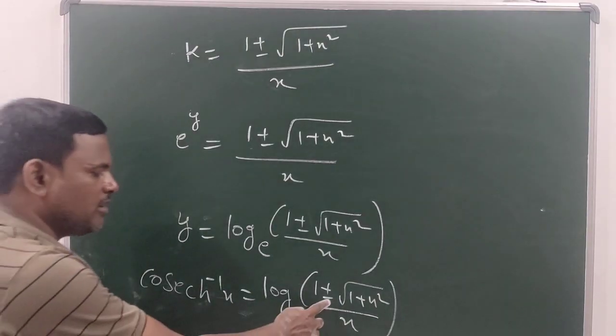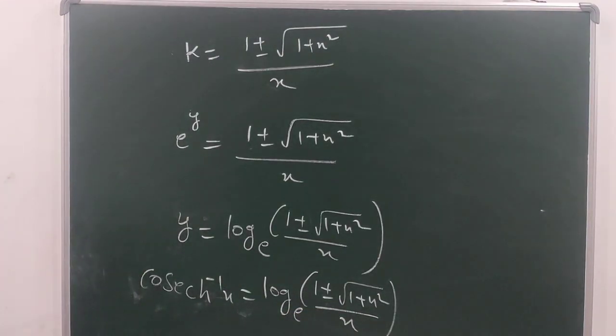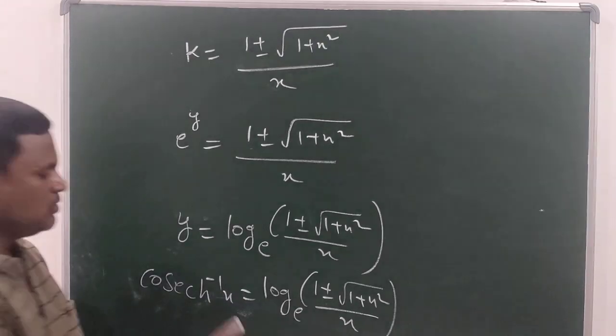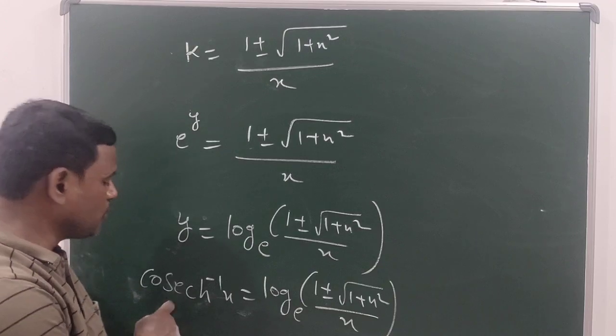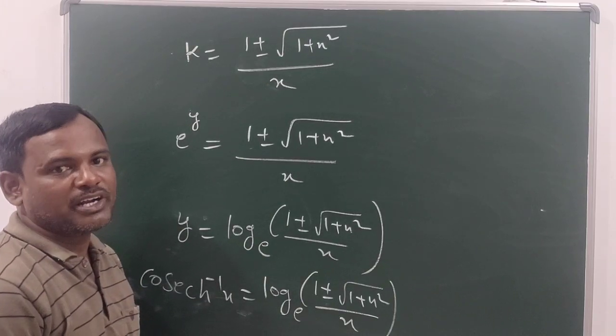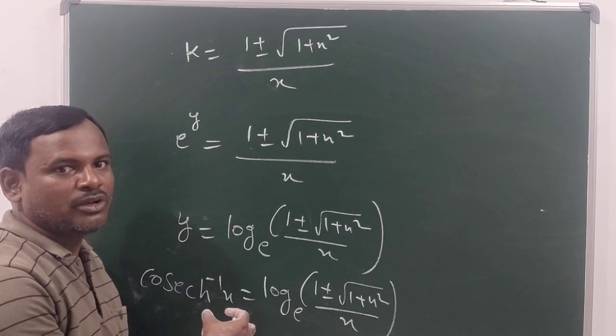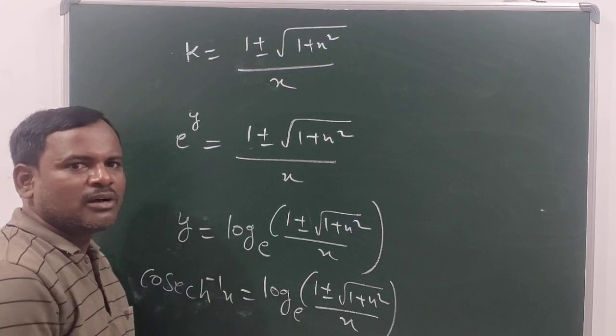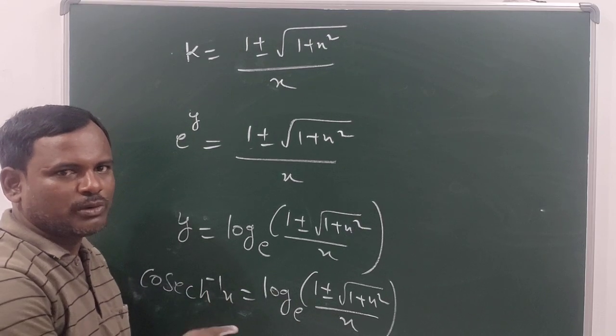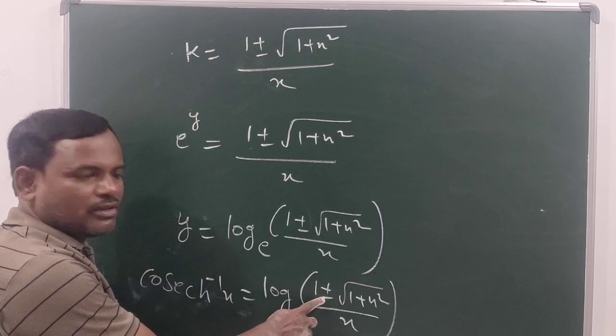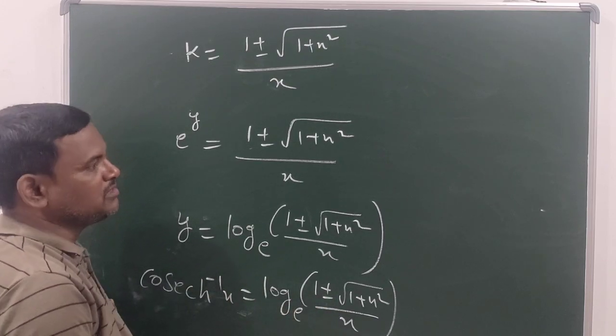When we have to take this is plus, when we have to take that is minus. See, when x value is minus infinity to 0, you know what is the domain of cosec h inverse of x? R minus 0, which includes negative x values and positive x values in its domain. So here in the simplification you got plus or minus.